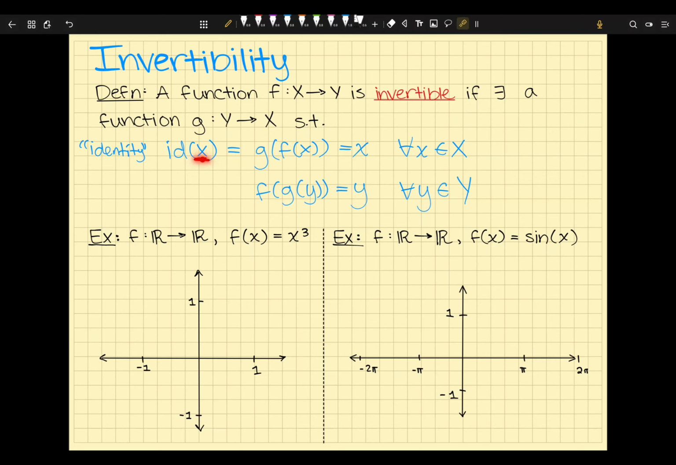Because the identity takes an x and it spits back out x. And then, furthermore, we need to be able to take in any element y into g, and then we feed it into f, and then we again get the original y back. This is like the identity of the set X and the identity of the set Y. But both of these are the identity function. You put something in, you get the exact same thing back out. And that's our definition of a function being invertible.